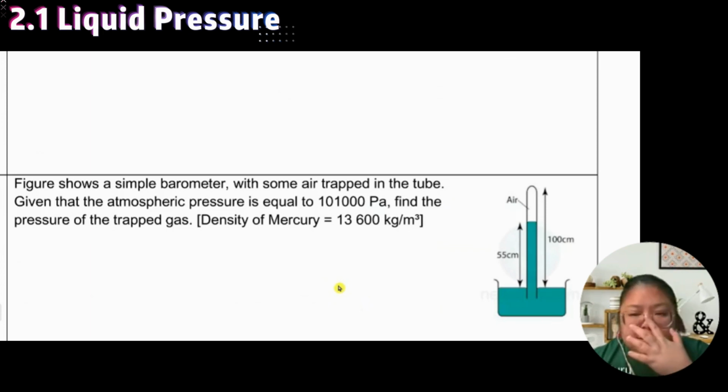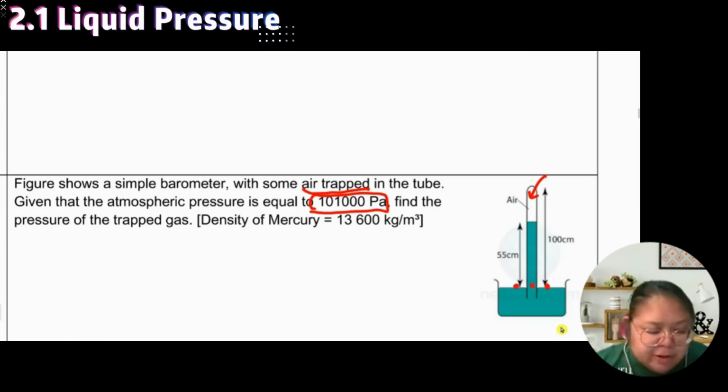Number 6. Inside is not a vacuum. They say inside got air. A simple barometer, if the air is trapped in the tube. Given the atmospheric pressure equal to atmospheric, find the pressure of the trapped air. Yes, then the density of the mercury is provided. They want to find how much the pressure inside is. From here, we need to know same level, same pressure. Now we're going to check this level. This level, of course, is the atmospheric pressure level.